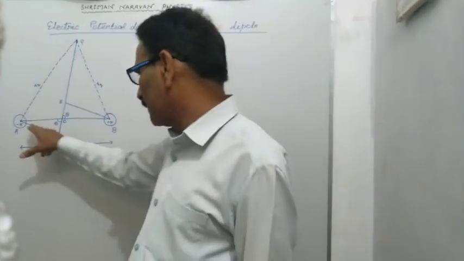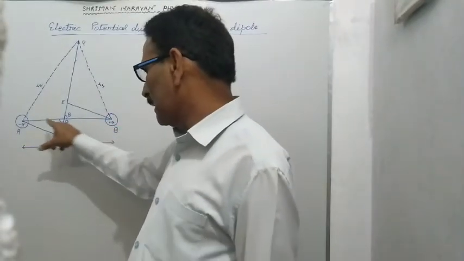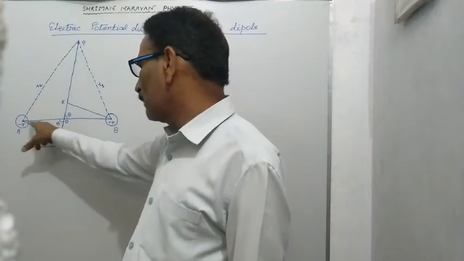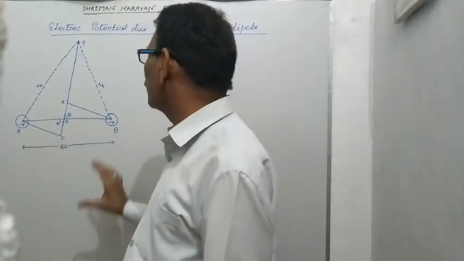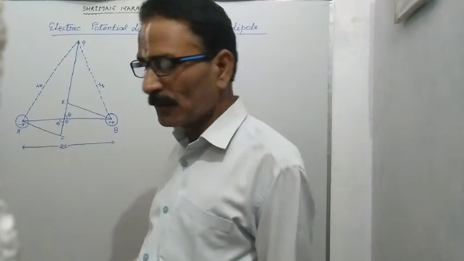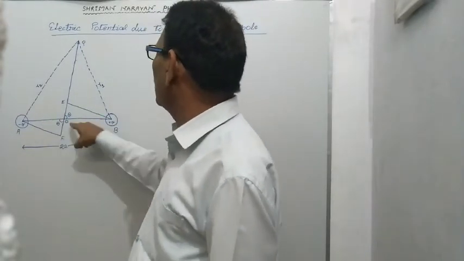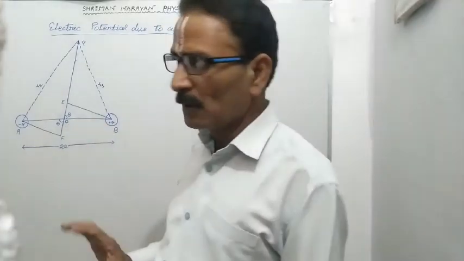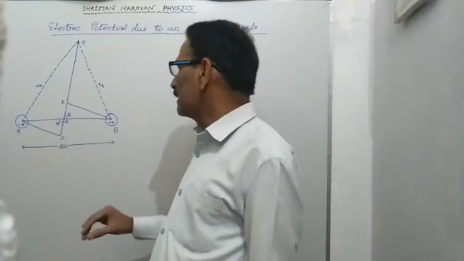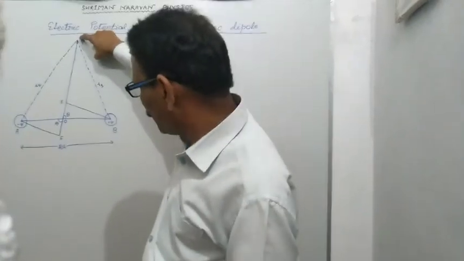You can see this straight line. It tells about the distance joining the centers of the two charges, and let it be 2a. Let the midpoint of this line AB be O. Now consider an observatory point P.